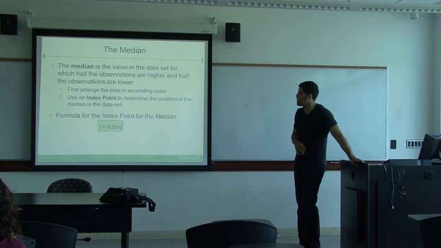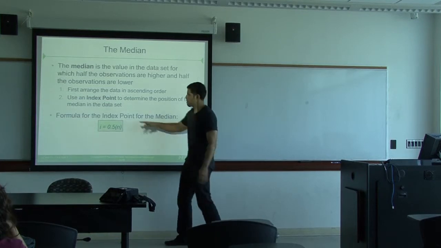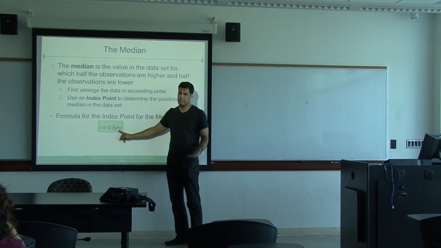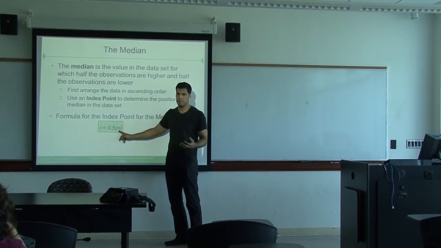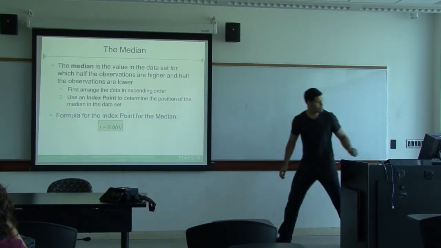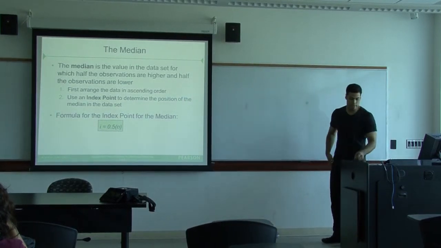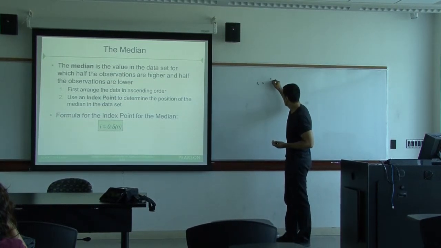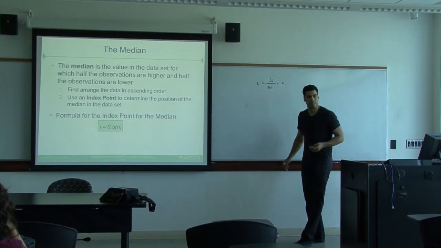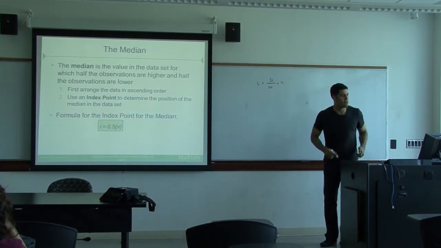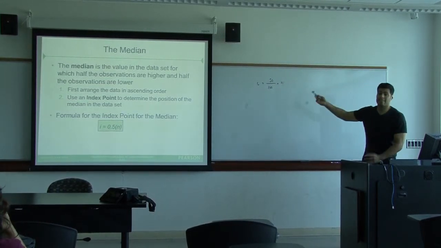Then you compute the index point. The index point is going to be 0.5 times n. What is n? The sample size, basically the number of observations. Now notice how 0.5, and I know this looks silly right now, you could rewrite it, instead of 0.5, as 50 divided by 100 times n. That's small n. That looks weird, but it's the same thing. 50 divided by 100 is 0.5.